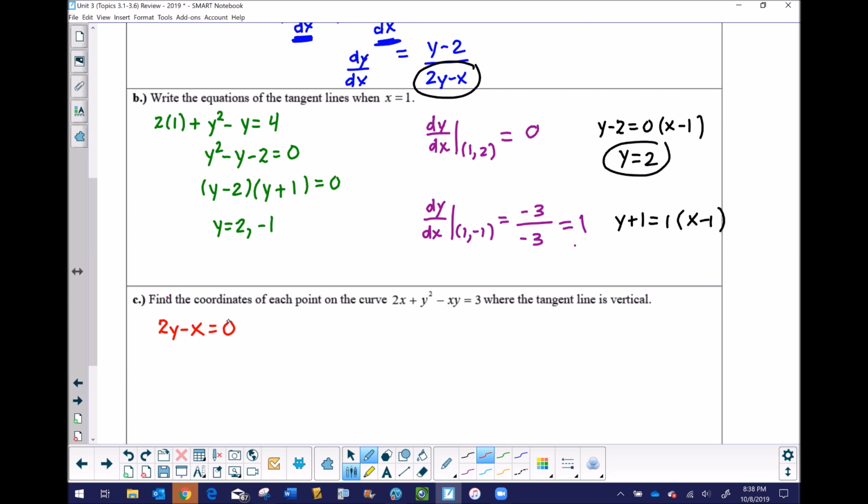Now here's the part that kind of freaks kids out, at least the year that I gave this. How do you solve this and get an x and a y, right? Because it's one equation with 2 variables, and I know that that's a little tricky. So the thing to do is to solve it for x, add the x over, and then go back to your original problem and replace the x's with 2y. It's basically using the substitution method.